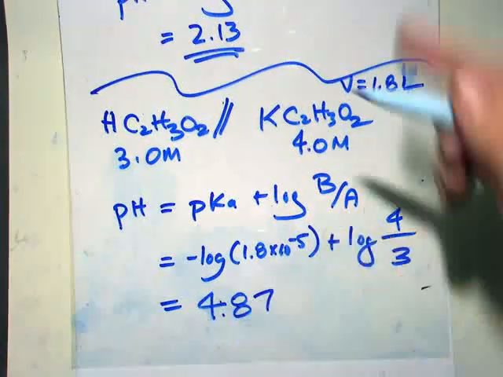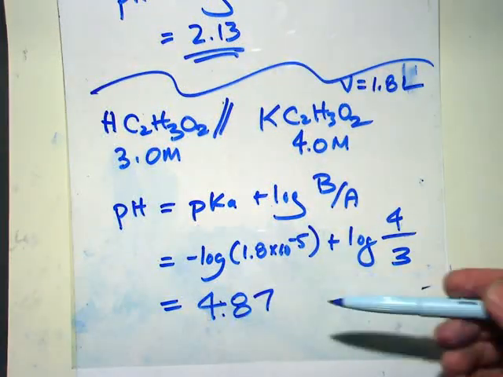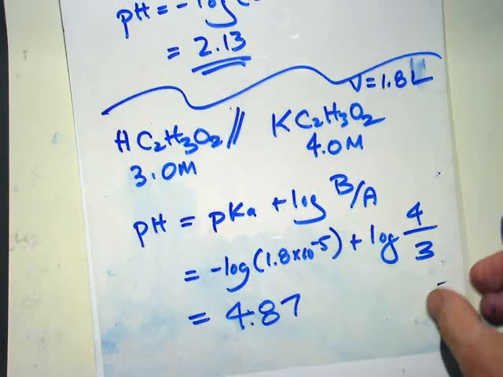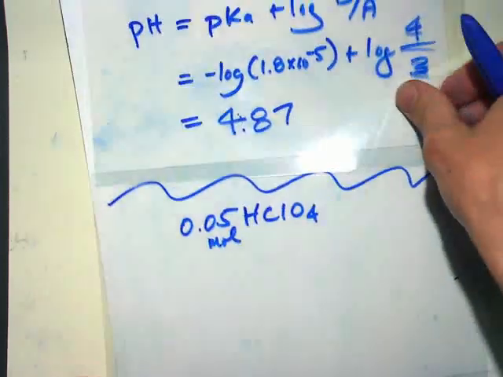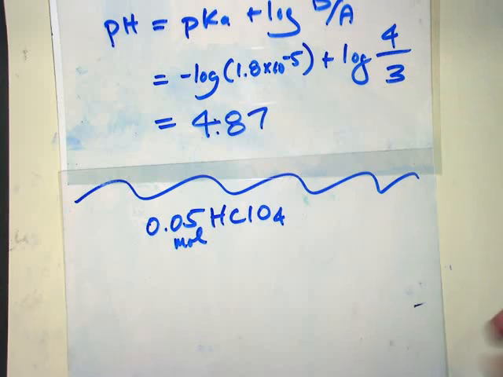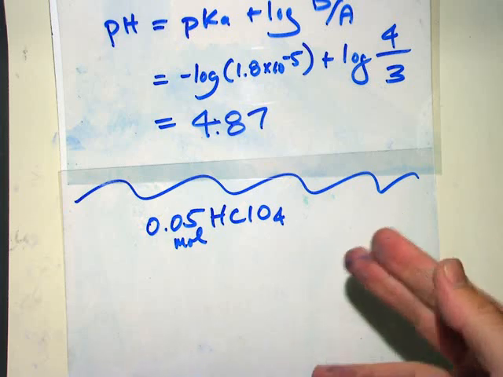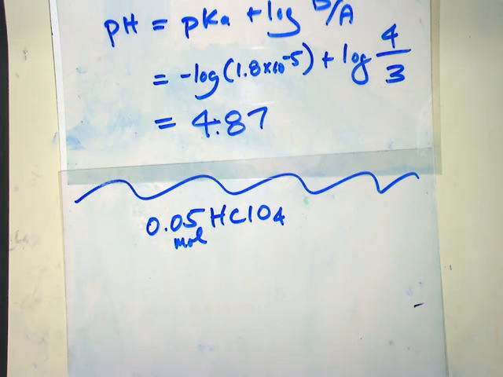To that solution we were just looking at, I'm going to add this. Okay, what's this? And now I want to find the pH again. Oh, by the way, is the pH going to go up or down? Down. It's going to go down a little bit because this is a strong acid. Down a lot or down a little bit, really? A little bit because it's a buffer and it resists pH change.